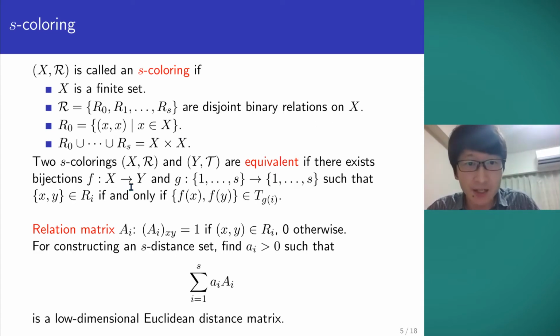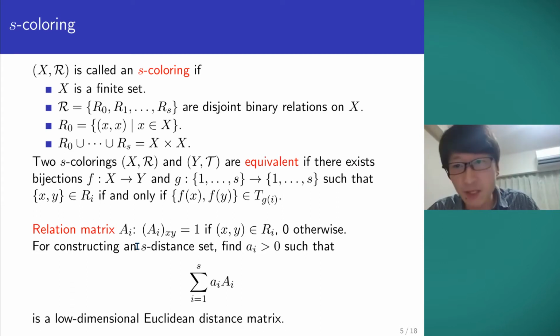S-colorings (X, R) and (Y, T) are equivalent if there exists a bijection f from X to Y, and a bijection g from {1..d} to {1..d}, such that (x, y) is in R_i if and only if (f(x), f(y)) is in T_g(i). So very roughly, they have the same graph structures, and we can also permute colors.